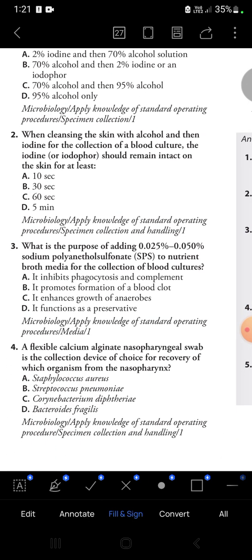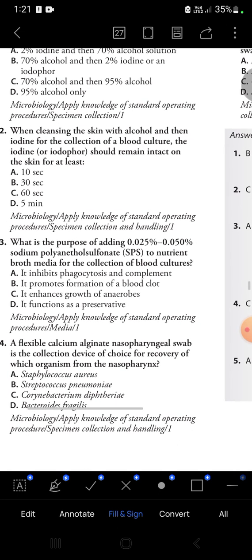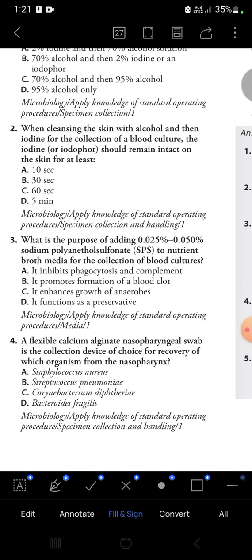When cleansing the skin with alcohol, then iodine for collection of blood culture, the iodine or iodophore should remain intact on the skin for at least 60 seconds. So the questioner is asking: when cleansing the skin with alcohol and then iodine for the collection of blood culture, the iodine should be intact on the skin for at least 60 seconds so that no microbes could get in or penetrate inside your skin.